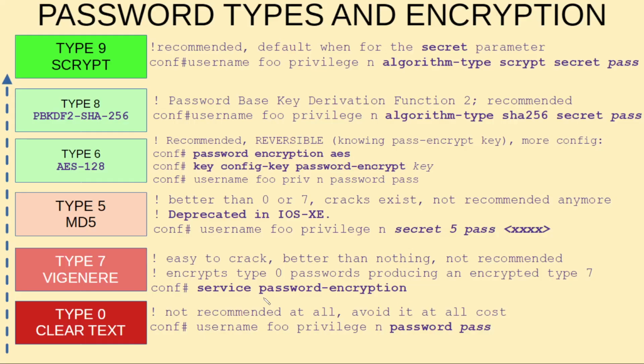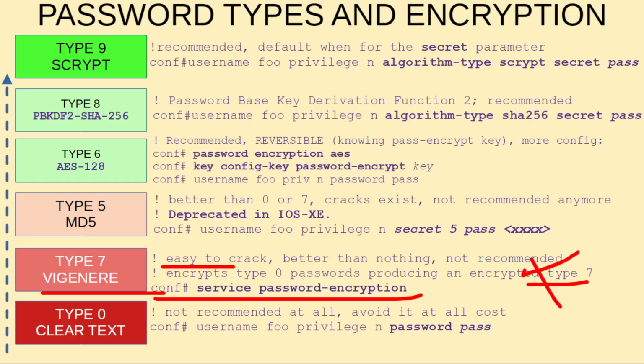Next, we have type 7 passwords that are enabled when we use the command service password-encryption. This service will look for type 0 passwords and turn them into type 7 passwords using the Vigenère algorithm. That is easy to crack. Although it is better than nothing, we should not use it anymore.